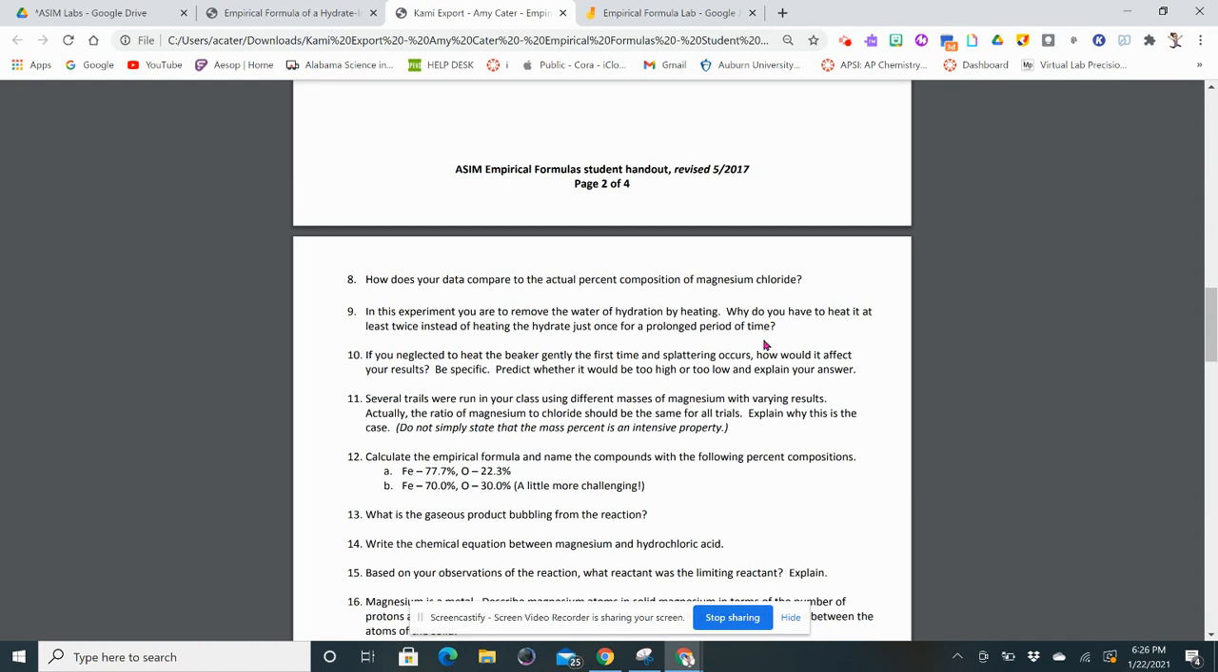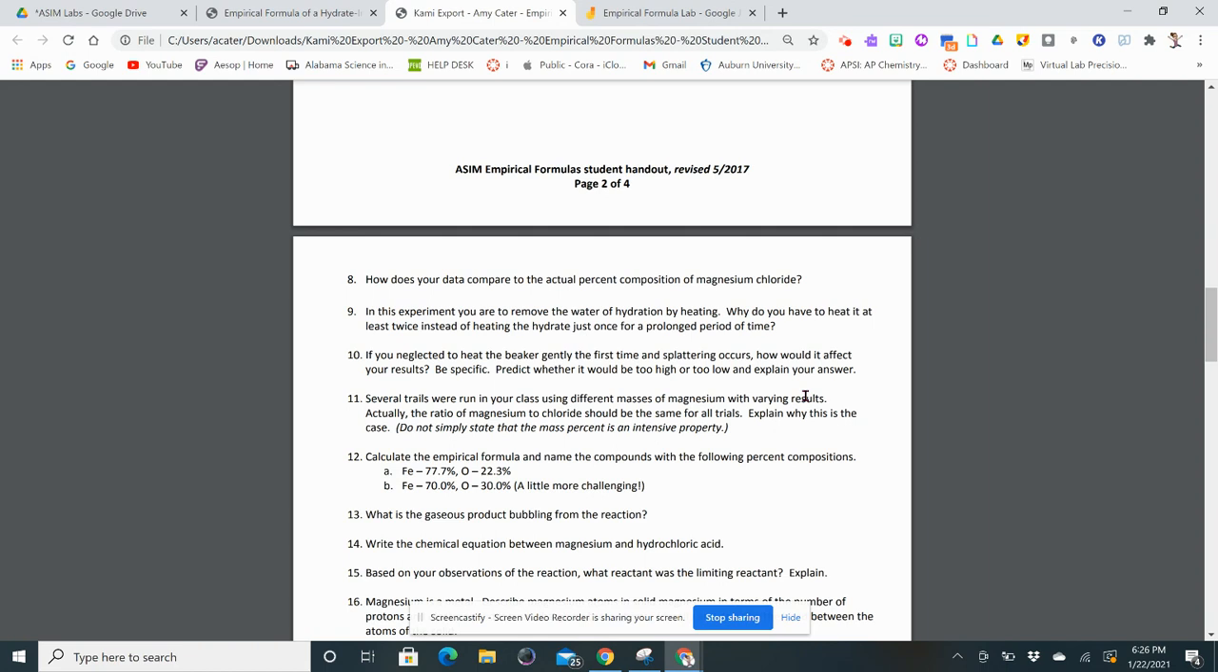And again, that's just thinking about it and writing down what your opinion is and why you think that might work better. If you neglected to heat the beaker gently the first time and splattering occurs, how would this affect your results? And it says be specific. So I want to know if my mass would be too low or too high, and then predict how that would affect the rest of your lab. Predict whether it would be too high or too low.